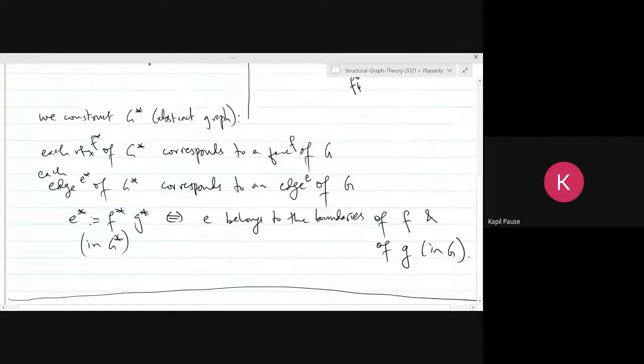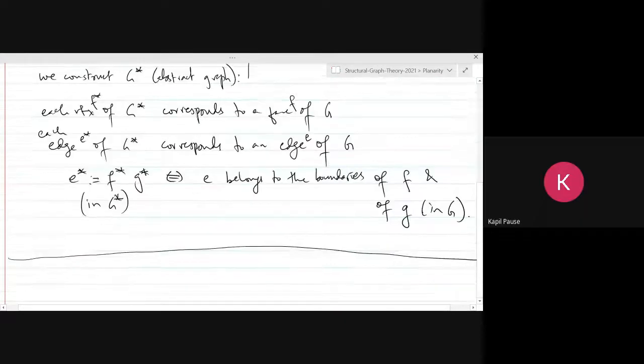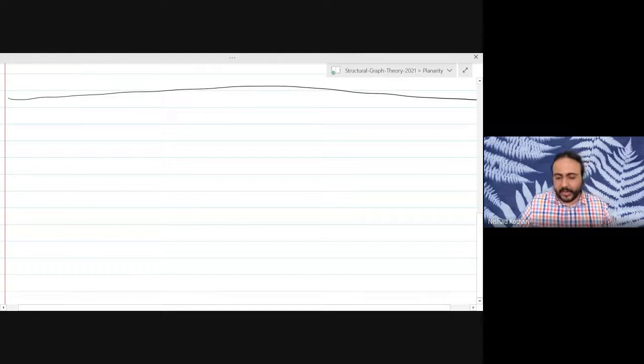Sir, is the dual of the dual isomorphic to G? We will come to that. What do you think? I have no idea currently. Okay. So it is not generally true. One needs some condition.